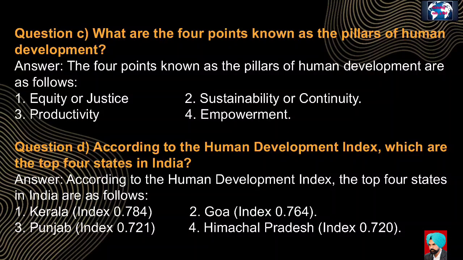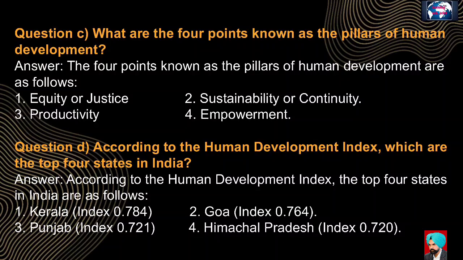Question C. What are the 4 points known as the pillars of human development? Answer: The 4 points known as the pillars of human development are as follows. Equity or justice. Sustainability or continuity. Productivity. Empowerment.